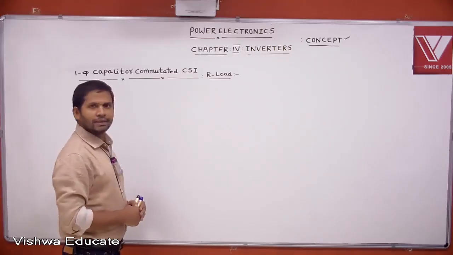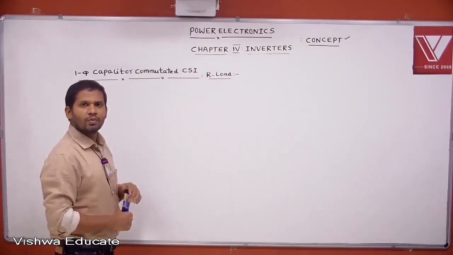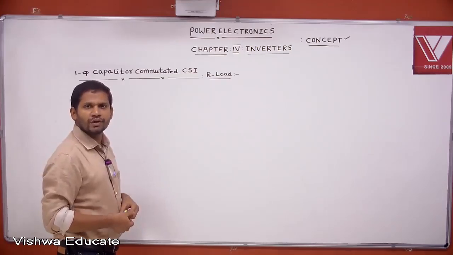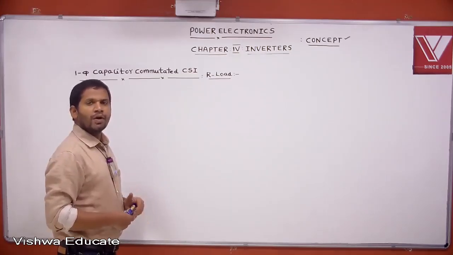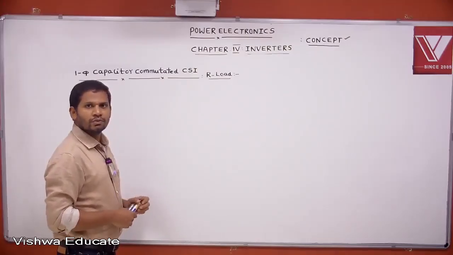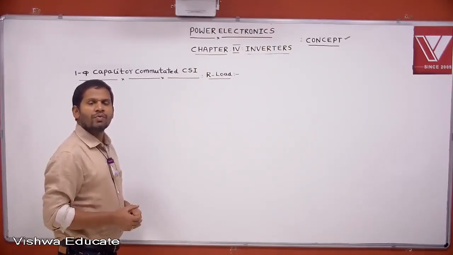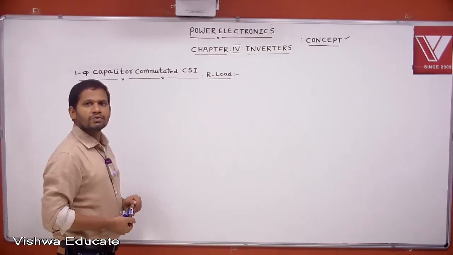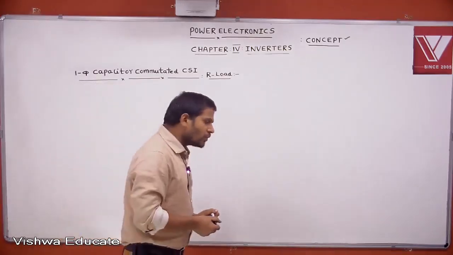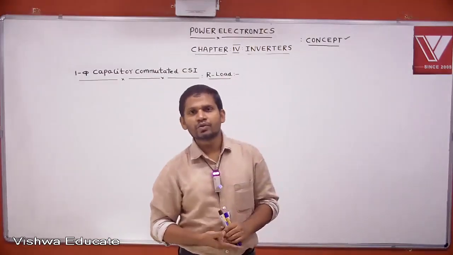But I told that in current source inverters there exist forced commutated current source inverters and load commutated current source inverters also. If the power factor is lagging, then we can use a forced commutated current source inverter. If the power factor is leading, then we can use a load commutated current source inverter. Even if the load power factor is unity, we use the forced commutated current source inverter.